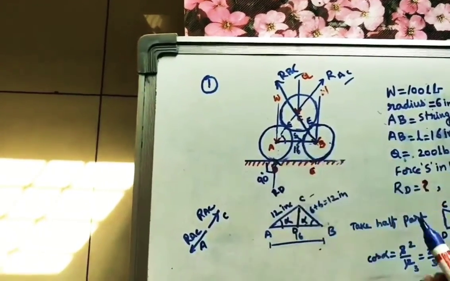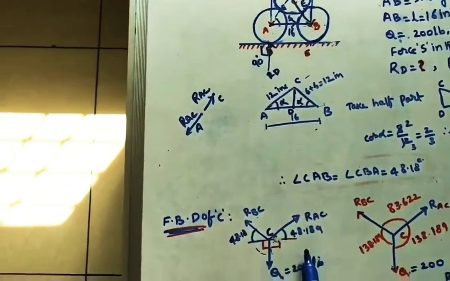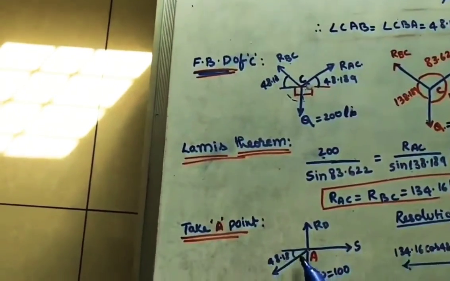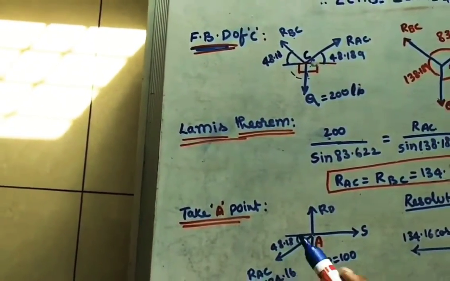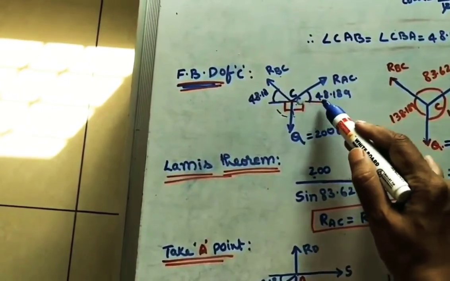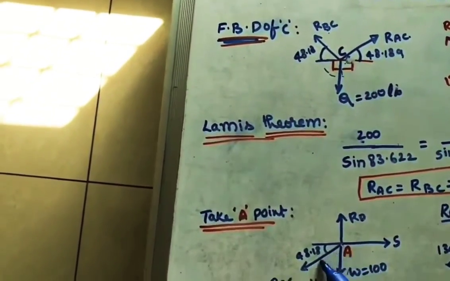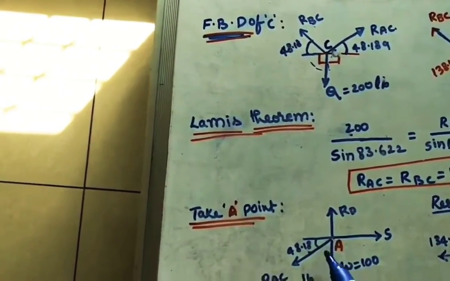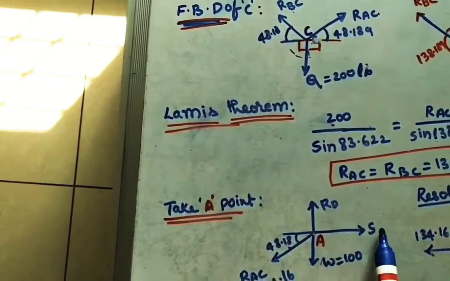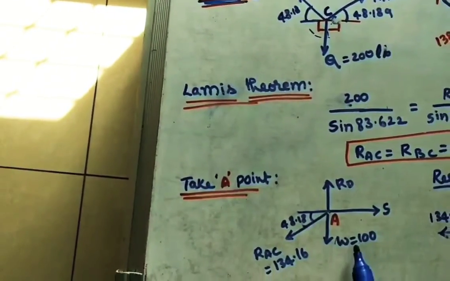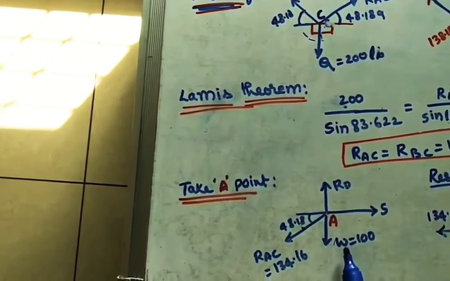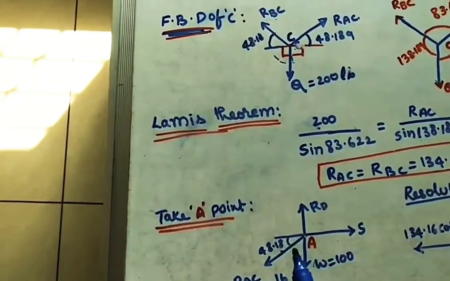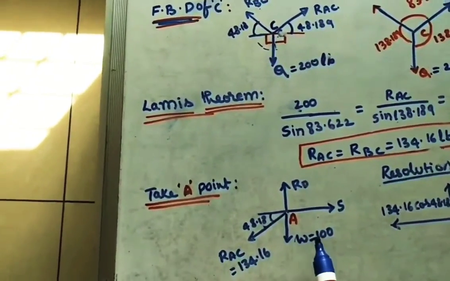How much angle is it making? 48.189. We already did that here. So the same RAC is acting downward. Previously it was making an angle of 48.19 in the upward direction. Now I am taking it in the downward direction with the same angle 48.189. How many forces are there here? 1, 2, 3, 4. So we can't apply Lami's theorem. Lami's theorem is only for 3 forces. It has 4 forces. So what do we have to do? We have to draw a resolution of forces diagram.